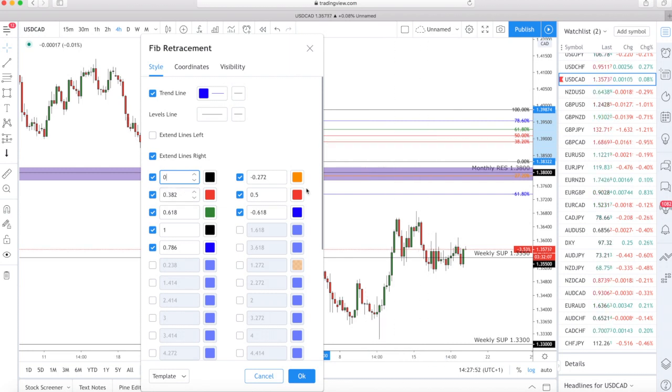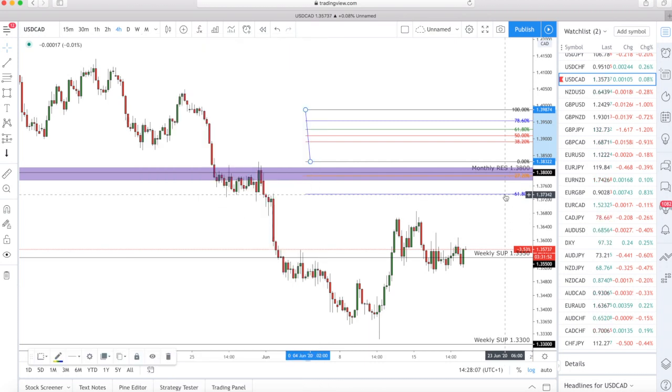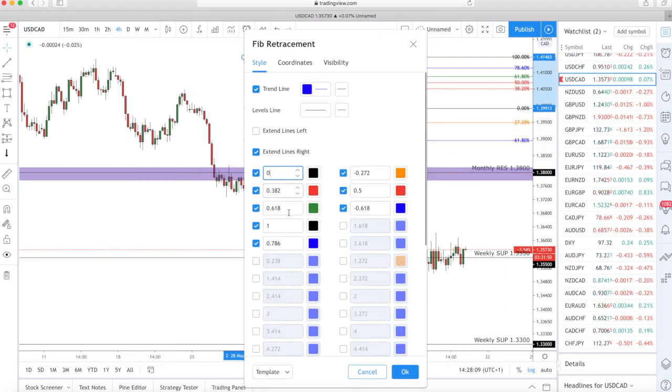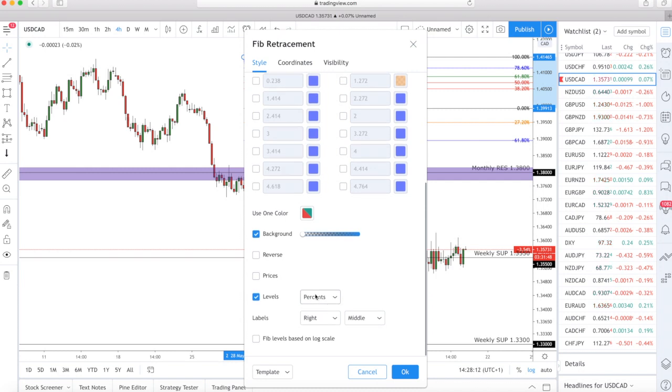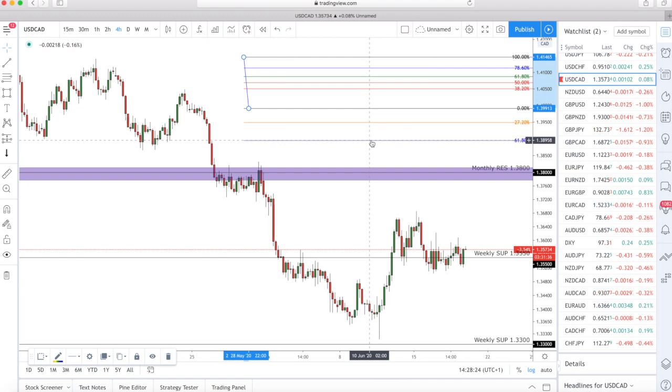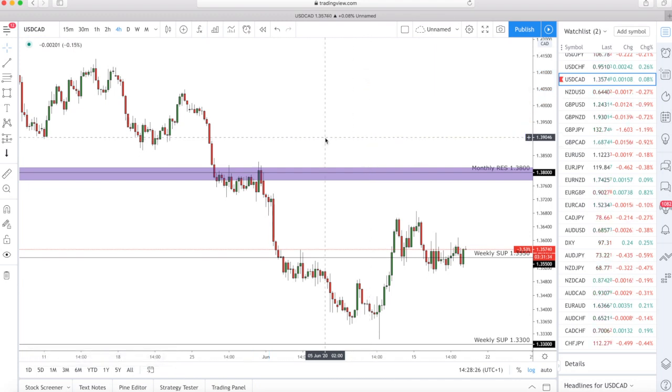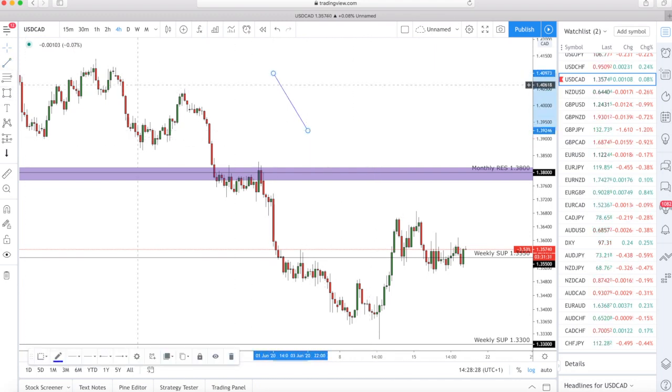So I obviously have the 0 and the 100, which is the high to the low, the edge of the range if you like. The 38.2 retracement, the 50%, the 61.8 and the 78.6. And for my extensions I have the minus 27.2 and the minus 61.8 as well. So yeah guys, if you want to copy that, feel free, it's up to you. You can have different prices to show the prices and all that, but I specifically just keep the percentages.